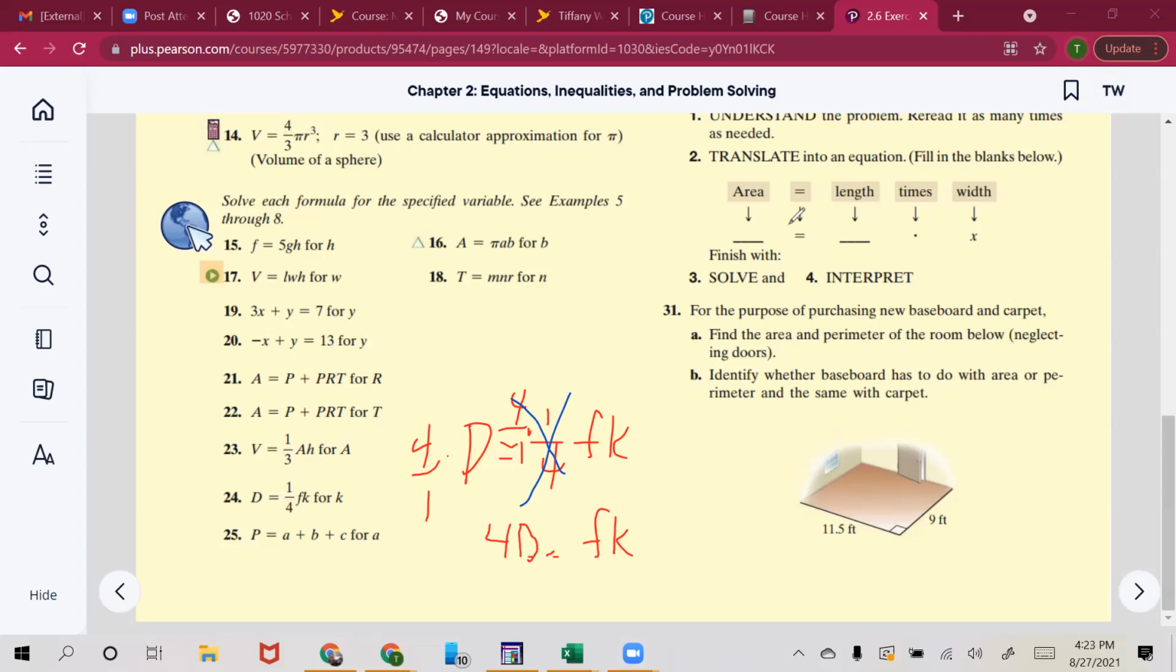Now, still solving for K. What do I need to get rid of? I need to get rid of that F. So I'm going to divide both sides by F. So we end up with a statement that 4D over F is equivalent to K. So that's our answer. That's what K is. Okay, cool.